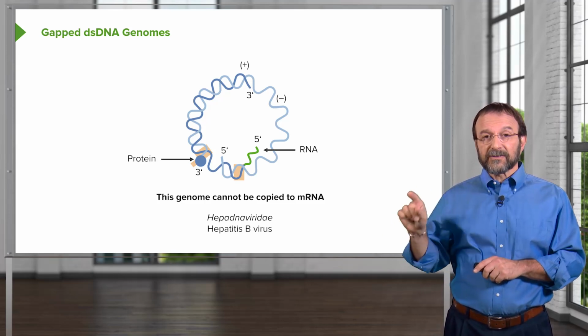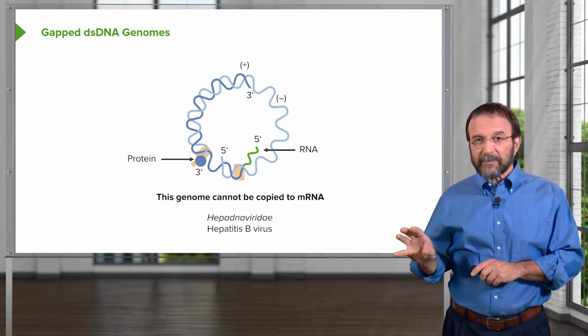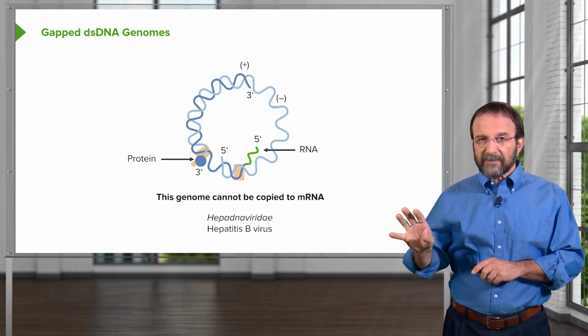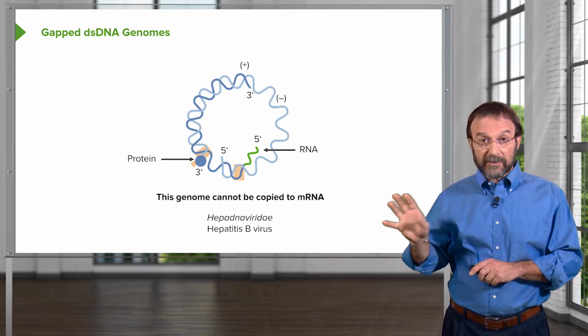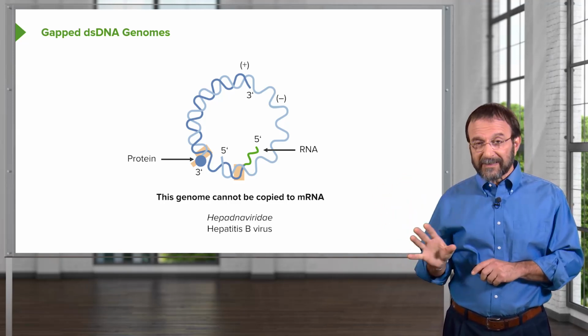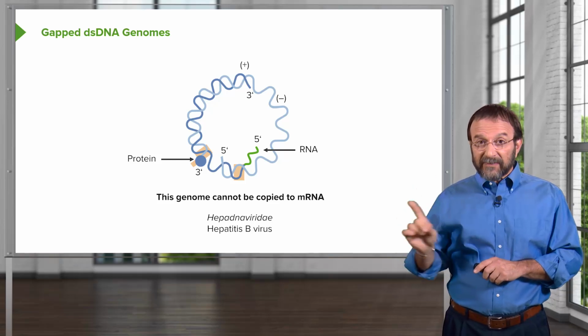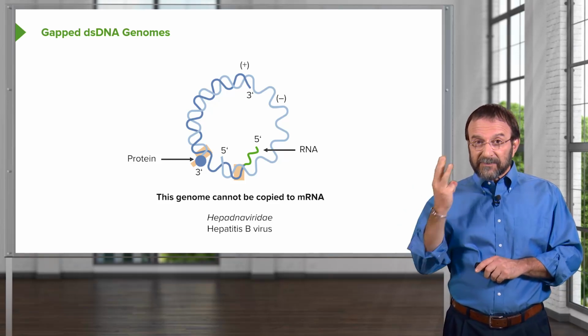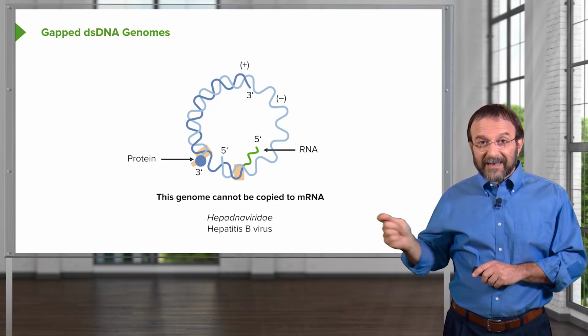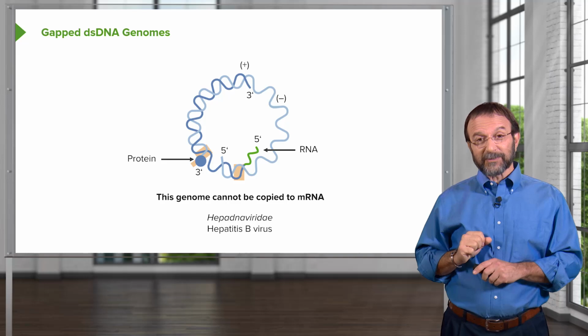This genome, when it enters the cell, cannot be made into mRNA. mRNA can only be made from double-stranded DNA among the DNA viruses. It can't be made from gapped DNA. It can't be made from single-stranded DNA. And so that's a great fact to know, because now we have 3 classes of DNA genomes, and you can immediately tell how they get to mRNA. That's the beauty of the Baltimore scheme.